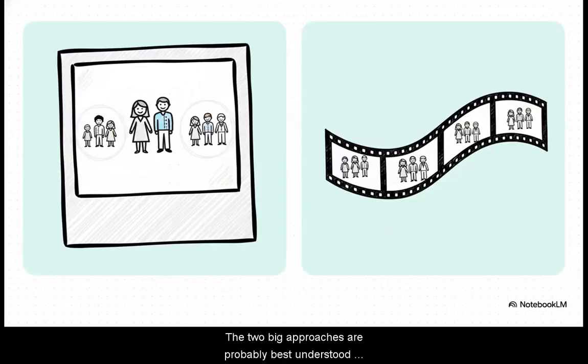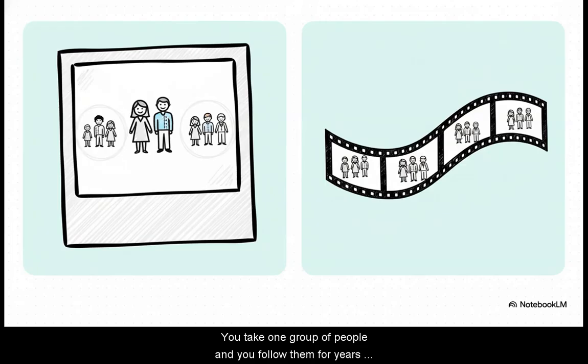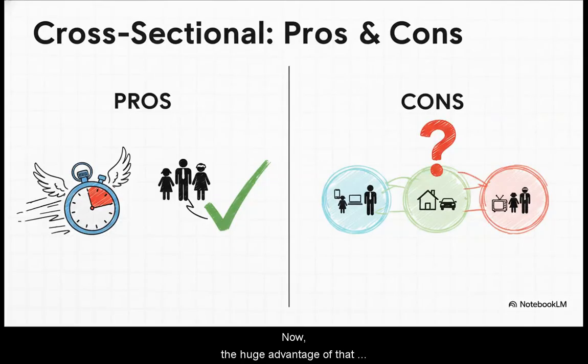The two big approaches are probably best understood with a simple analogy. Think of a cross-sectional design as taking a quick snapshot. You measure different groups of people, say a group of 20-year-olds, a group of 40-year-olds, and a group of 60-year-olds, all at the exact same time. A longitudinal design, on the other hand, is like watching a movie. You take one group of people and you follow them for years and years, measuring them again and again as they age.